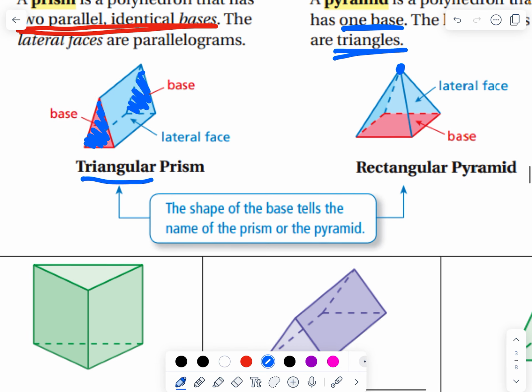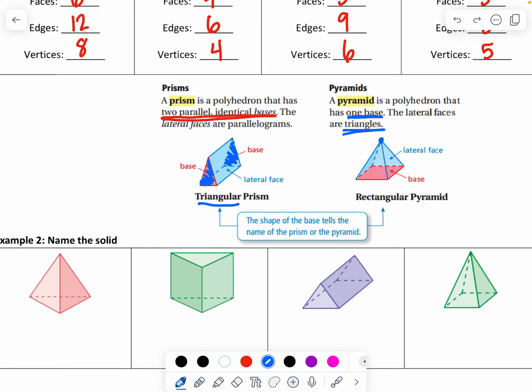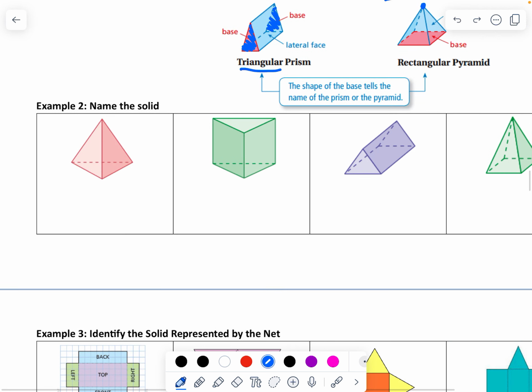Okay? So the shape of the base tells the name of the prism or the pyramid. So since the base of this one was a triangle, it's a triangular prism. Because the base of this one was a rectangle, it's a rectangular pyramid. So we're going to name a few of these.